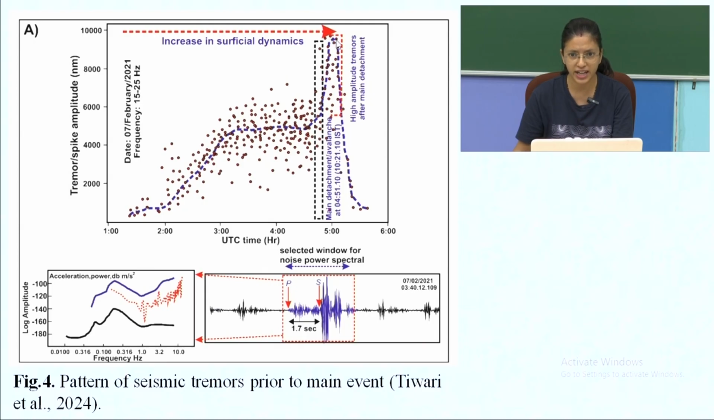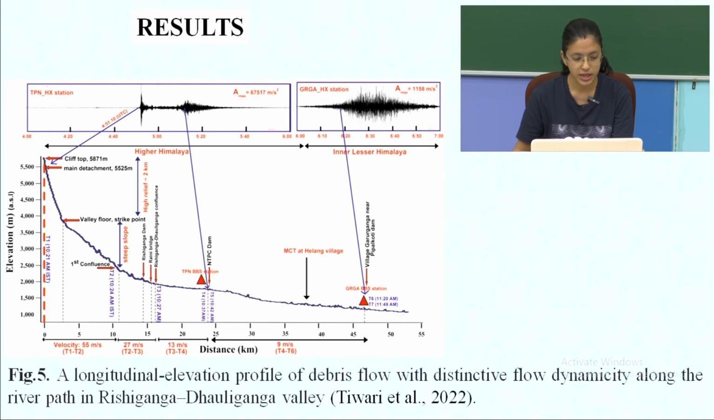But you can see prior to this, we have seen a huge spike throughout the data. And as soon as it is released, it has relaxed and fallen down to its initial value. Let me guide you through the disaster timeline reconstructed with high precision seismic data and field validation. This profile shows the path of the avalanche from high elevation to downstream valley.